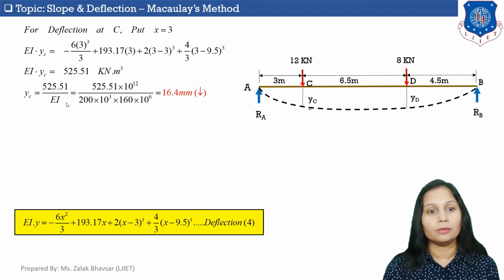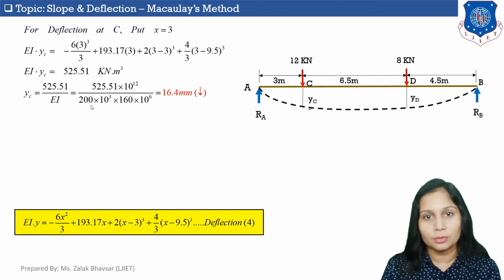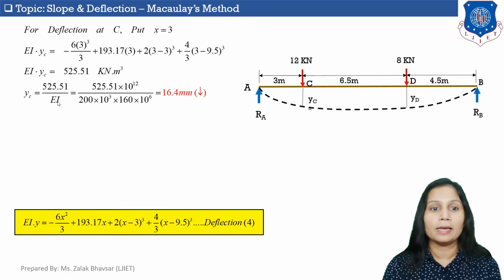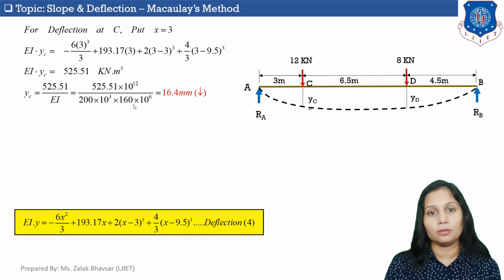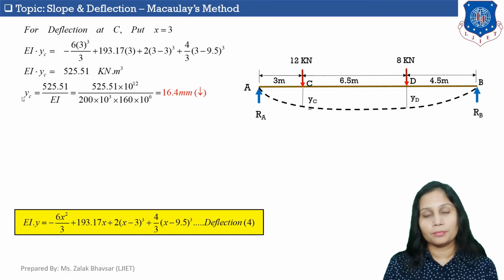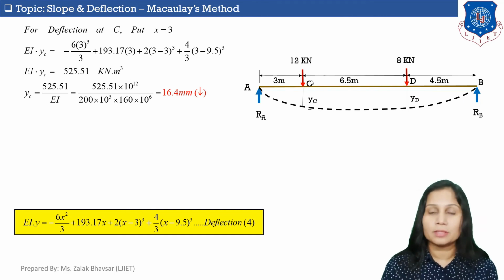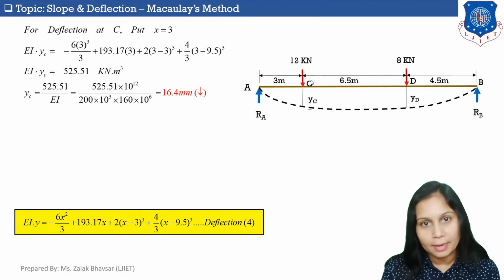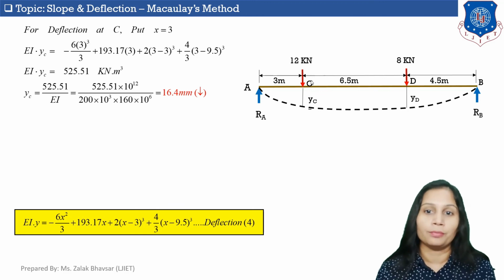Upon, if I am putting value of E and I, which is already given in the data, so value of E is 200 into 10 raised to 3 Newton per mm square, and value of I, which is also given, it is 160 into 10 raised to 6 mm raised to 4. So I get answer of YC is equal to 16.4 mm. So I can say that deflection at point C is equal to 16.4 mm, which is positive. So we can say that deflection will be in a downward direction.